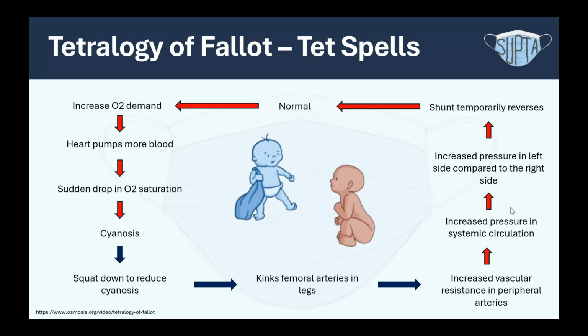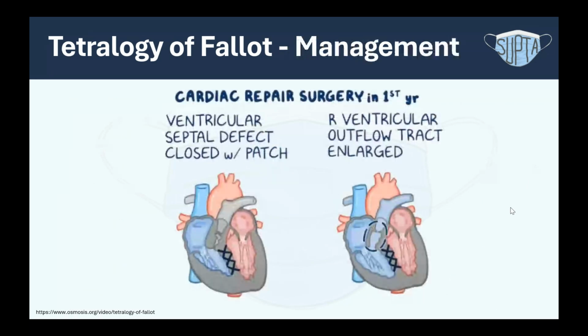Makes sense to you? So now, considering this, how are we going to manage tetralogy of Fallot? You're going to want to surgically manage it within the first year of life. You're mainly going to do this by doing two things. The first thing is closing the ventricular septal defect, which you can do using a synthetic patch. This is going to prevent mixing of blood between the two ventricles. The second thing you want to do is enlarge the pulmonary artery, also known as the right ventricular outflow tract. This will help reduce the stenosis and prevent further hypertrophy.